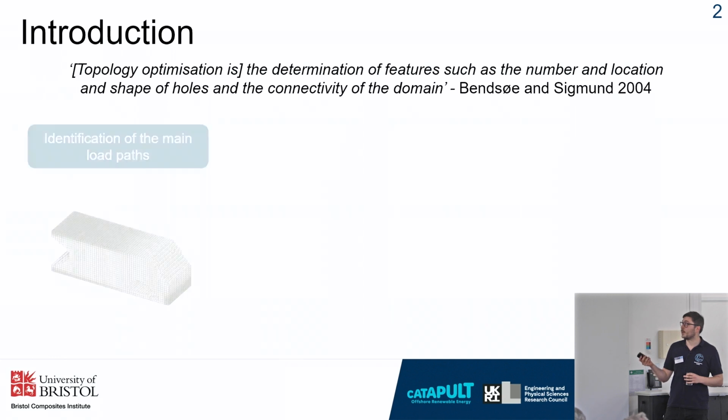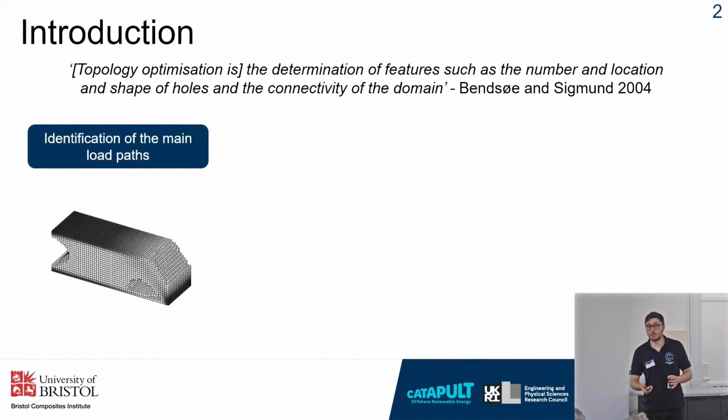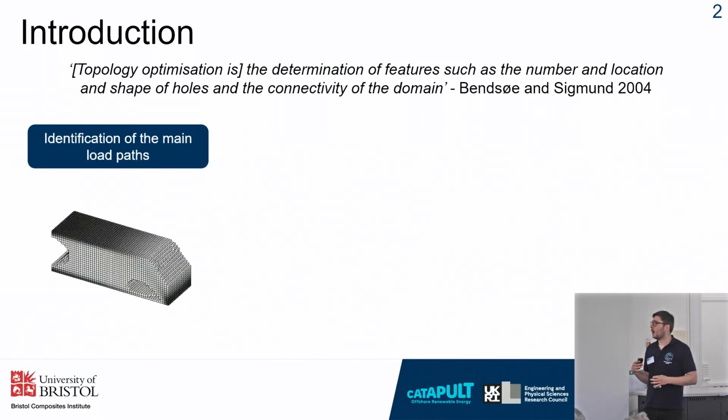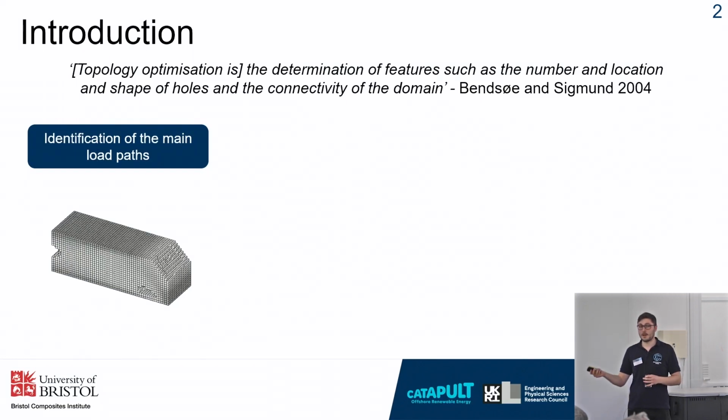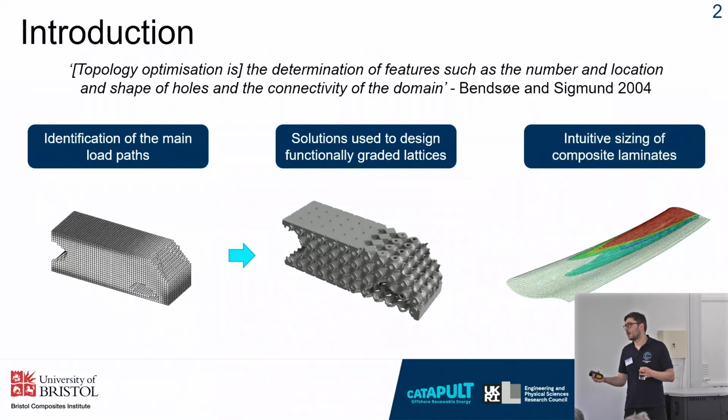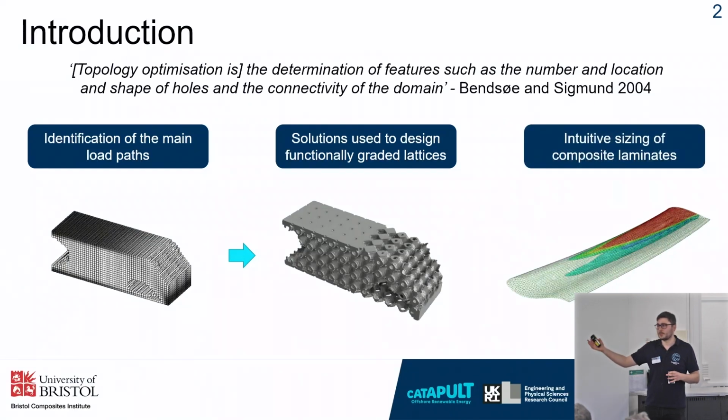But what I'm more interested in is the identification of the load paths in any kind of structure as a more grayscale representation of the solution. What this means is that we can design graded lattice structures that are stiffer than a constant lattice infill. It also means we can use the same concept to do the sizing of composite laminates, because the red region is roughly the size of what the composite would be in your design.